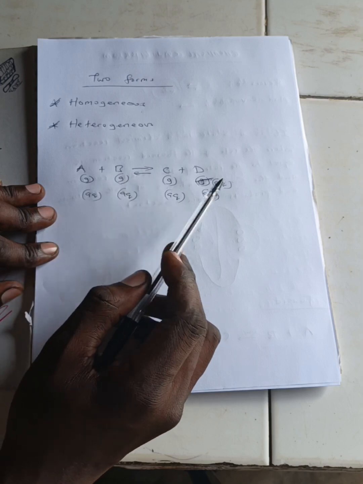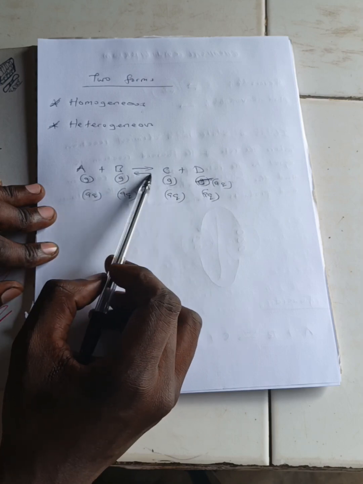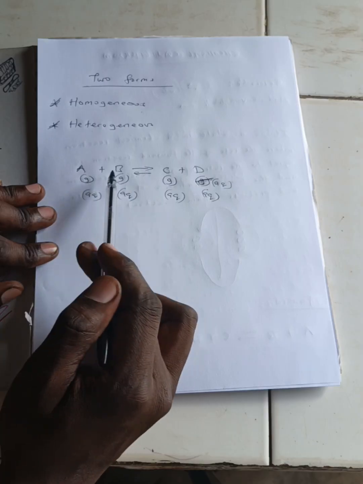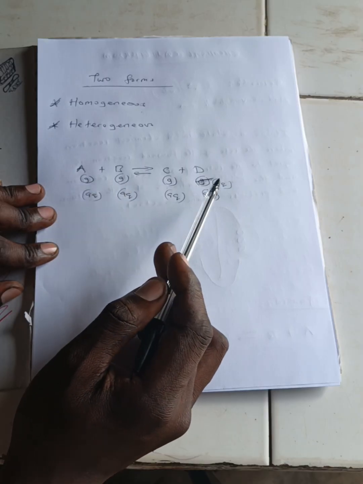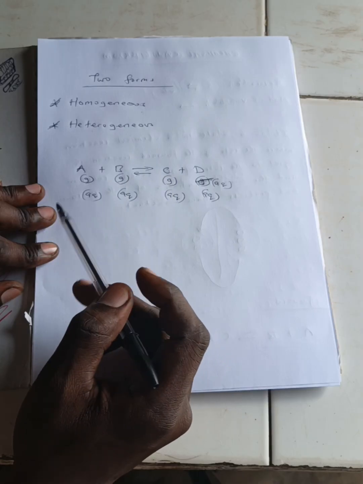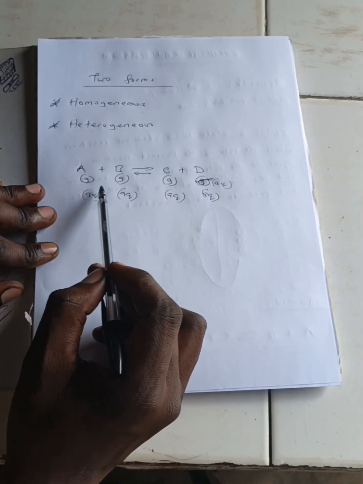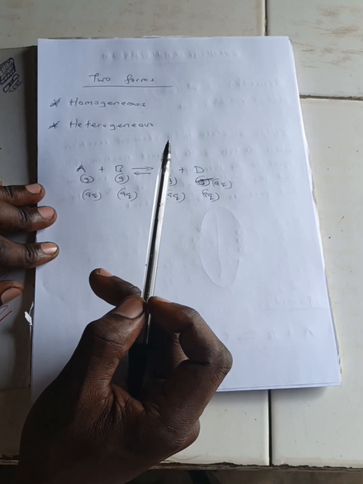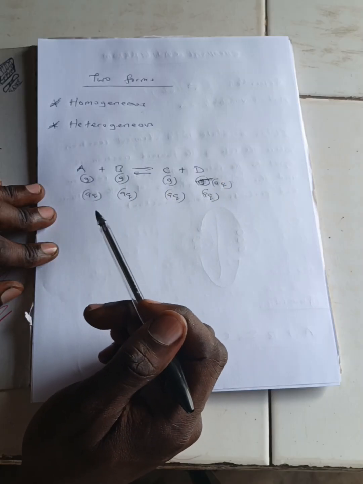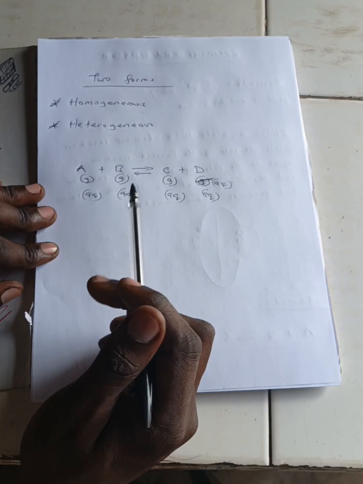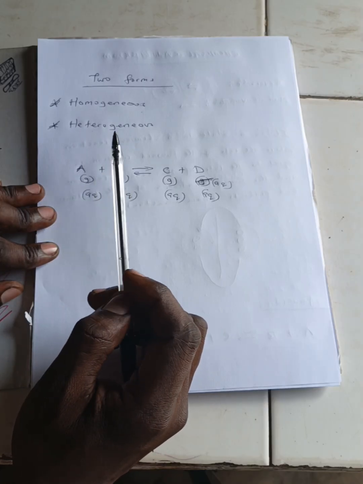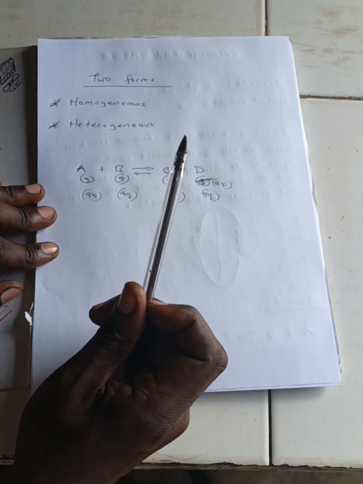We can have them different, like maybe two are the same, two are different, or maybe in each way, as long as they are not all the same in the state of matter or in the phase, it means what we have is a heterogeneous type of chemical equilibrium. But if they are all the same, it means we have a homogeneous type of chemical equilibrium. So those are the two types or two forms of chemical equilibrium that we should know.